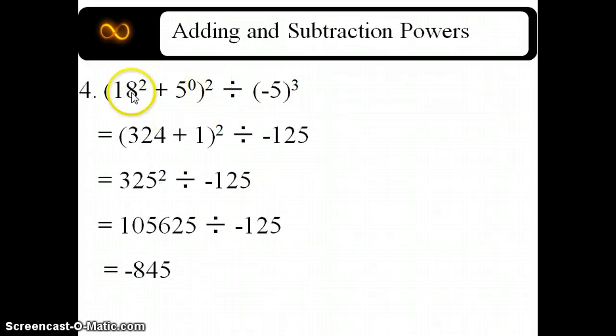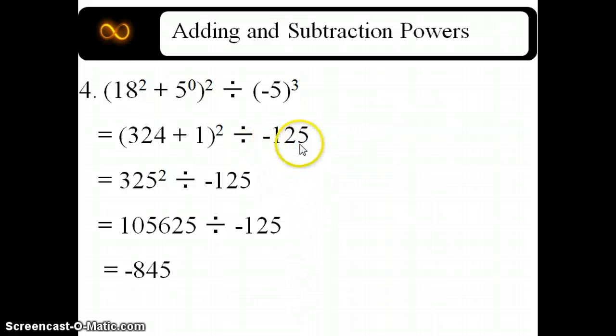And we'll do this one as well. So we have some exponents here, some brackets, and we have division. We'll do brackets first, and then we'll deal with all the exponents next, and lastly we'll deal with the division. So we'll start here. 18 times 18 is 324, plus any number raised to the power of 0 is going to be 1, so 5 raised to the power of 0 is 1. So we have 324 plus 1. And then over here we have negative 5 times negative 5 times negative 5, which is negative 125.